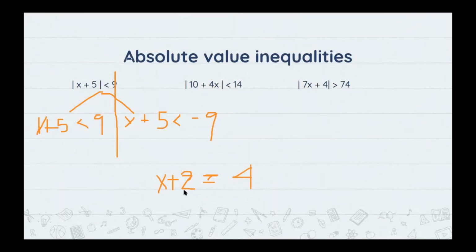How would you do this one to get x alone? That's a 2. I'm sorry for the handwriting. You subtract 2. Right, exactly. So how would you do this one? You subtract 5. Right.